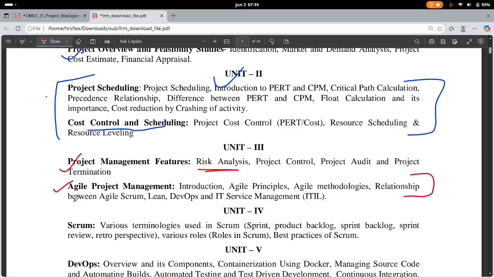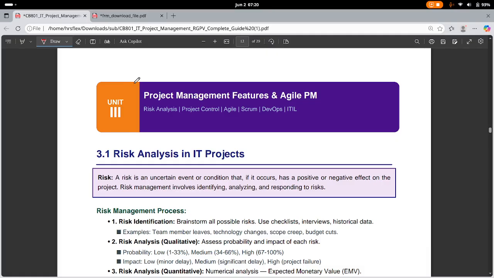We usually study agile project management in previous subjects and units, but I will make sure that after viewing this lecture, you won't need any other resources regarding these two things, agile and project management. Okay, so without wasting time, let's get started. First, project management we're going to study. The first topic of project management is risk analysis in IT projects.